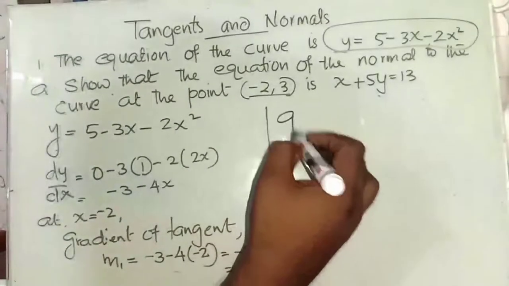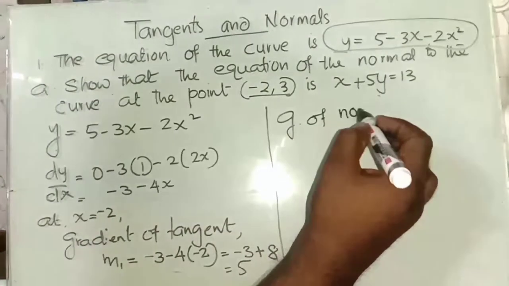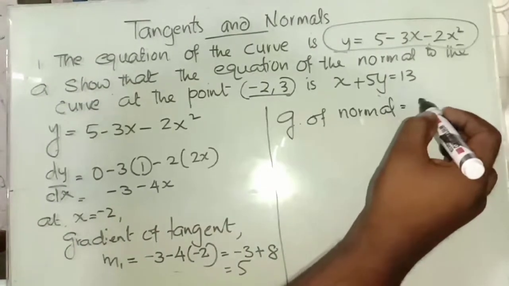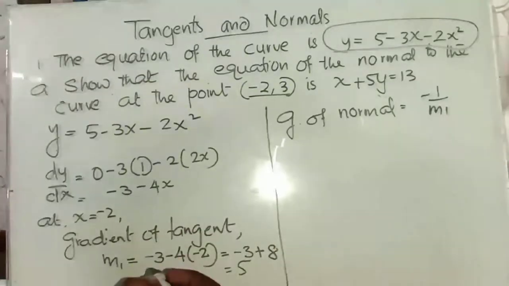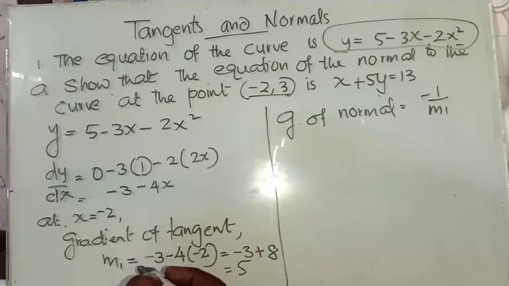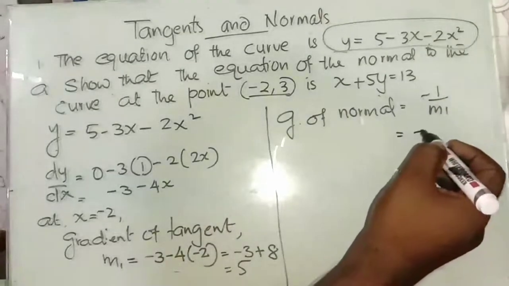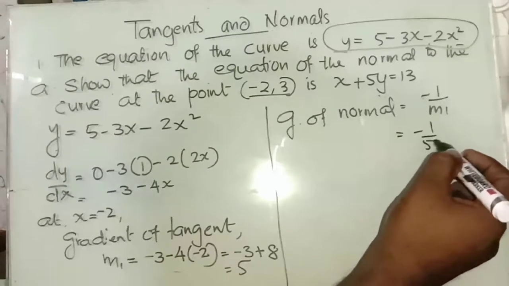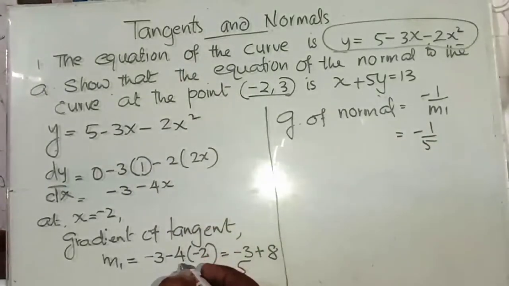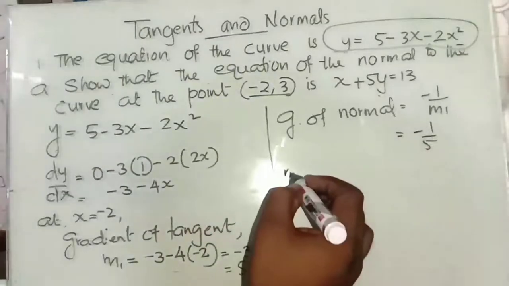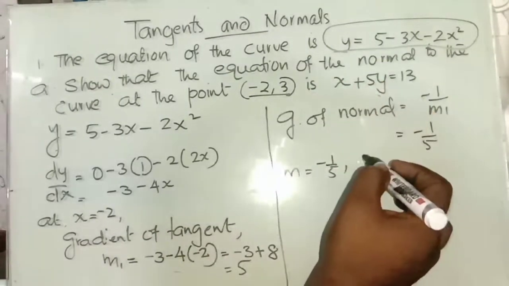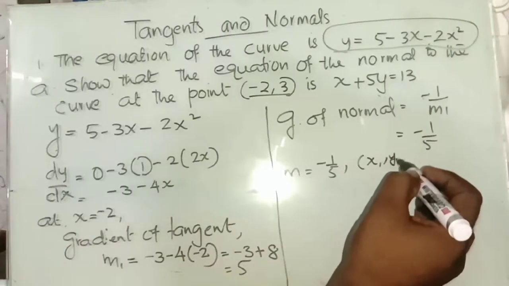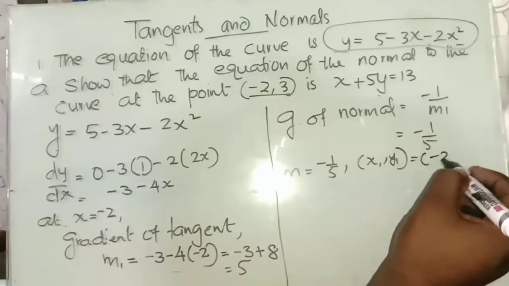Hence the gradient of the normal is minus 1 by m1. By using the concept, m1 multiplied by m2 is equal to minus 1, so we get minus 1 by 5 as the gradient of the normal. So now for the normal we have gradient as minus 1 by 5, and the point of contact is (-2, 3).